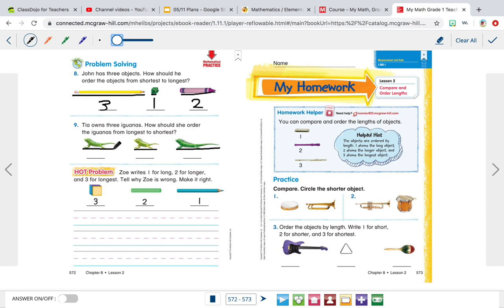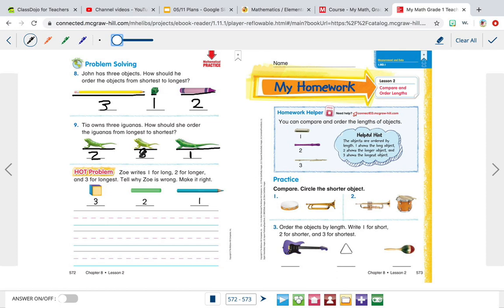So we're starting, number 1 is going to be the longest. So if I'm looking here, I see that this one is the longest. So this one is going to be number 1. Okay? Now, which one is the second longest? Well, this one's little, and this one's a little bigger. So I think this one's the second longest. So this one's going to be number 2. And finally, this one is the shortest, so this one is going to be number 3.